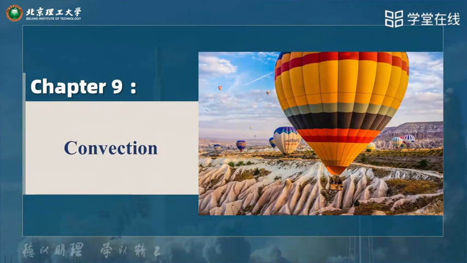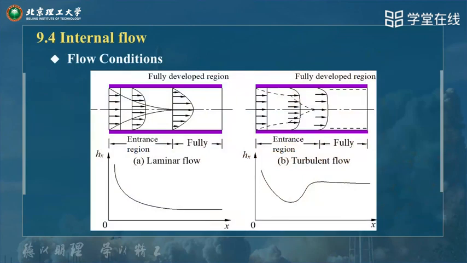Let's continue to study Chapter 9, Convection. Section 4, Internal Flow. Last section we have studied external flow. This section we will study internal flow. Flow conditions. Internal flow, most of the case is the working fluid flowing in the tube. In the tube flow, we have two flow forms, laminar flow and turbulent flow.